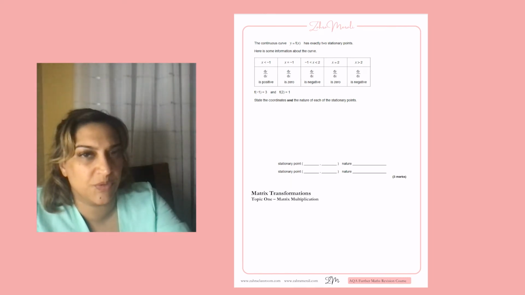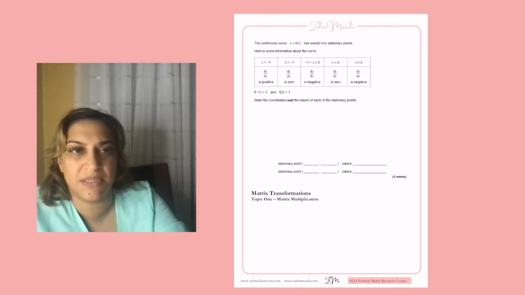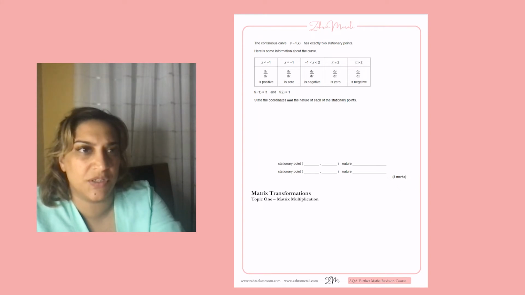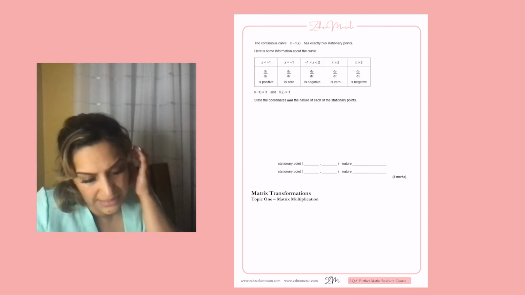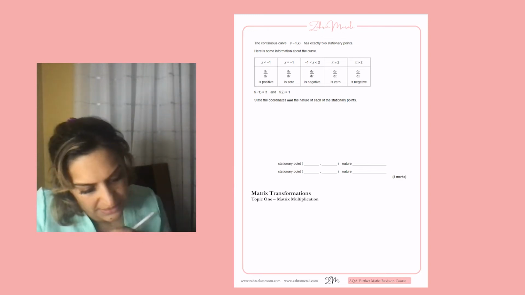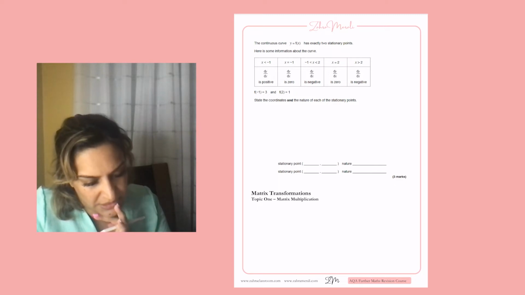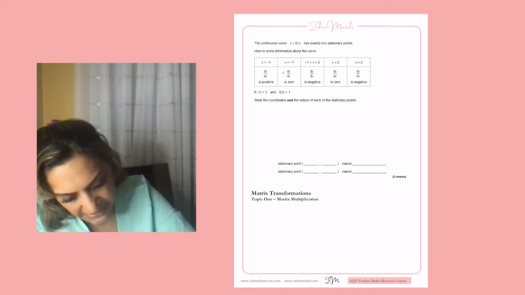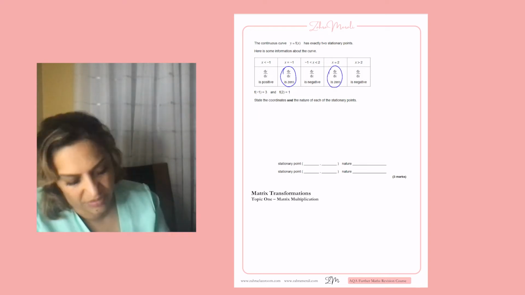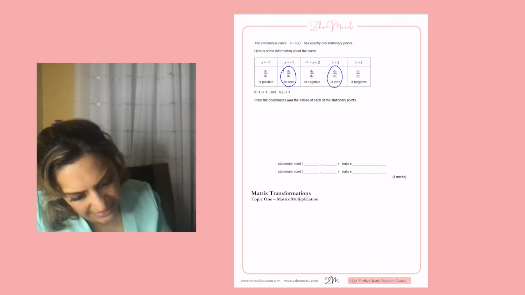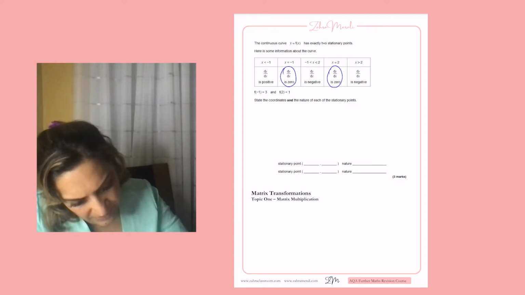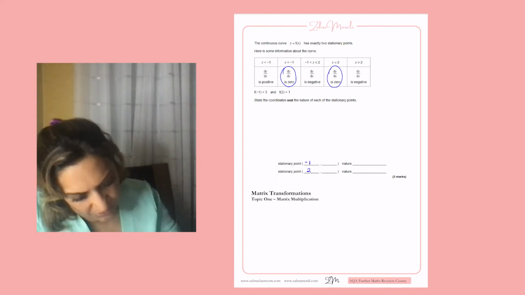So, I've got one more question here for this section. We've got the continuous curve y equals f(x) has two stationary points, and it tells us a little bit about them. Now we want to know where the stationary points are. We know that happens when dy/dx is 0. So straight away we can hopefully see it's when x equals -1 and when x equals 2.